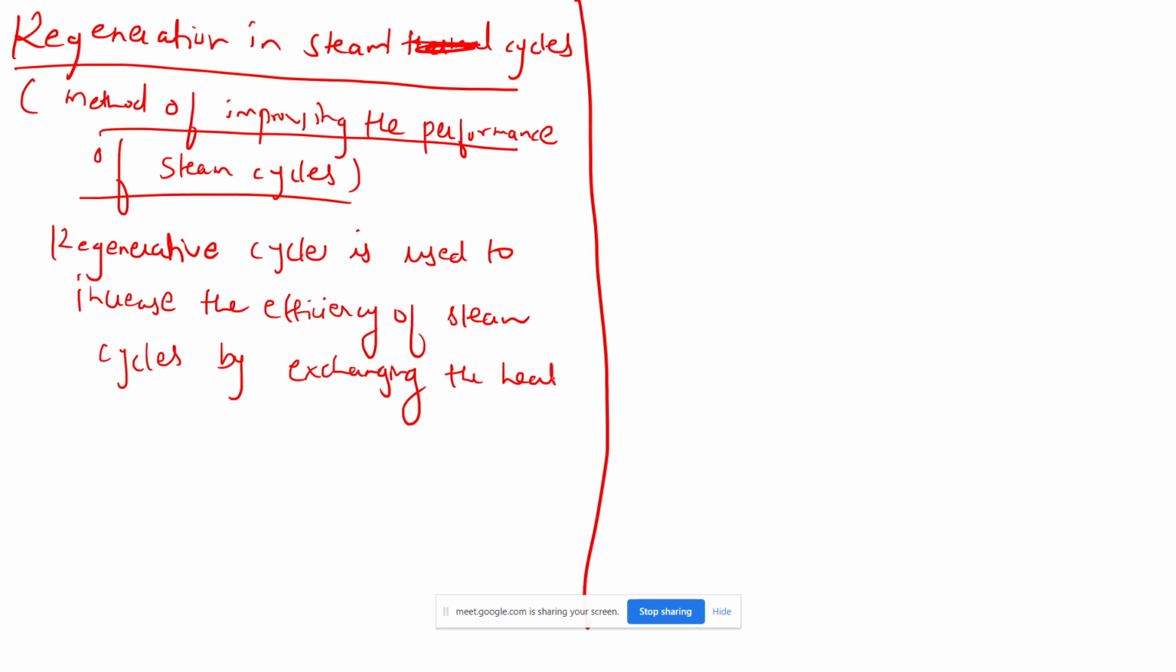In regeneration in a gas turbine, we were just passing through heat exchangers. In this case, we will extract some steam at the intermediate stage of the turbine, and then we will utilize it for further heating. Here we can't go for the process that we did in the gas turbine.